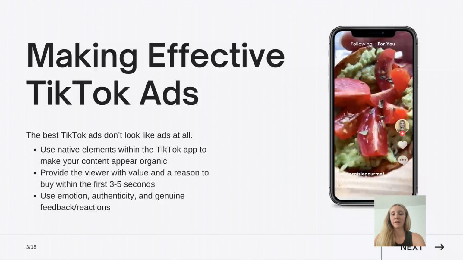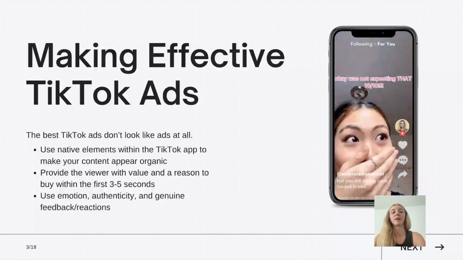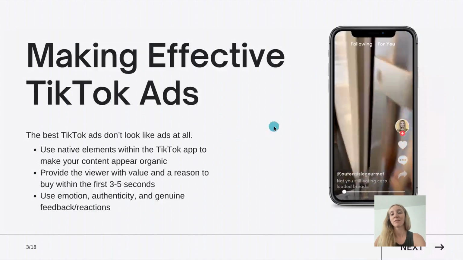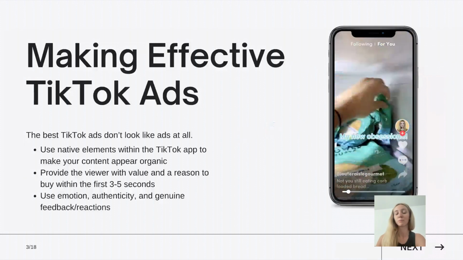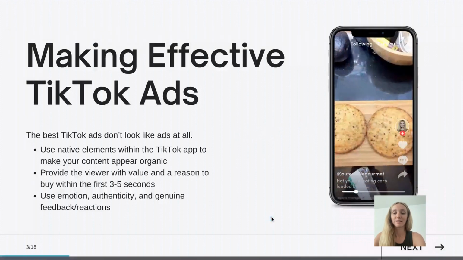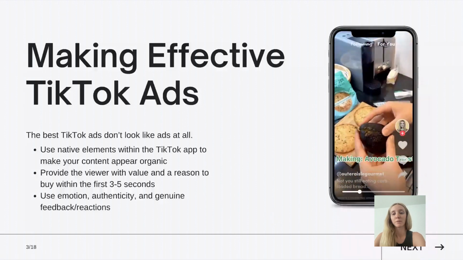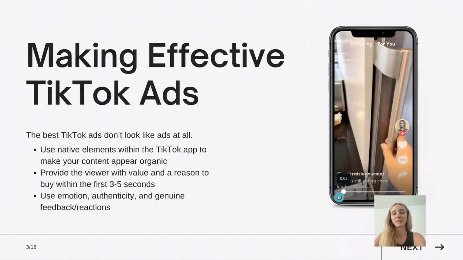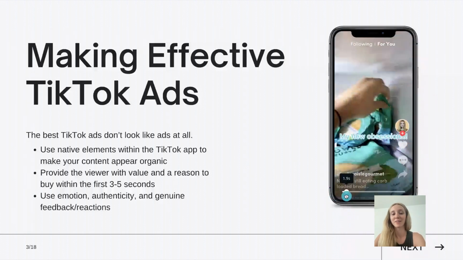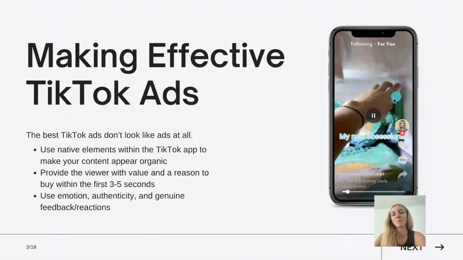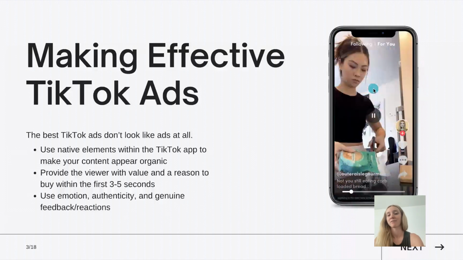Second thing that's really important is always providing the viewer with value and a reason to buy within the first 3 to 5 seconds. So really in that first few seconds is where you're going to hook people and make them watch the rest of the ad. So in this ad, for instance, I think it's a really great hook because it shows her opening the fridge and then kind of scavenging around and then ultimately choosing the cauliflower thins, which is her new obsession. And then, of course, for ads, playing into emotion, being authentic and genuine with your feedback and reactions is only going to help the effectiveness of your ad.